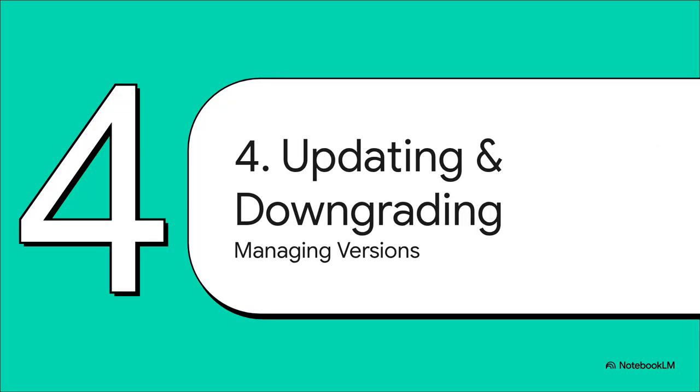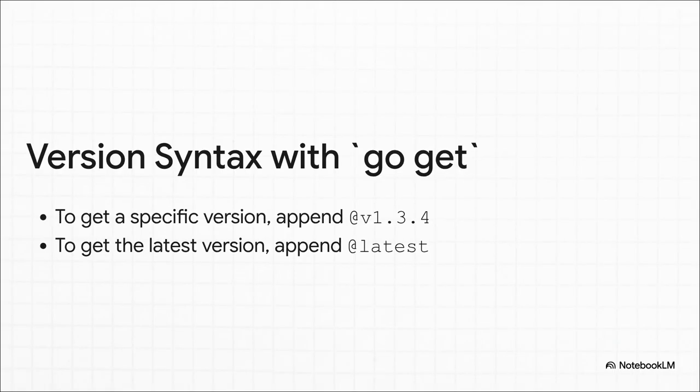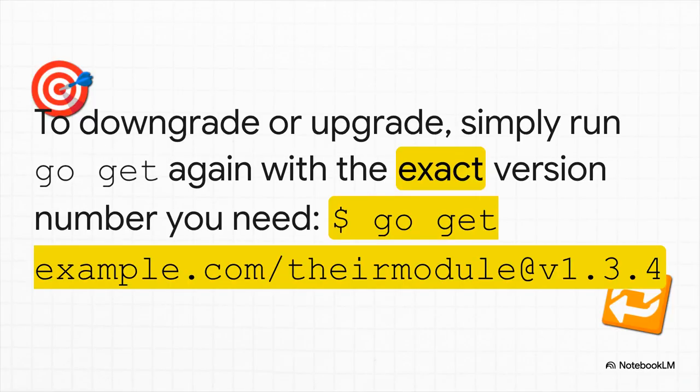Sooner or later, you're going to need to change a dependency's version. Maybe a new release has a critical bug fix you need. Or, hey, maybe the latest version has a bug and you need to roll back to an older one. This is just a normal part of maintaining a project. And what's great is how simple Go makes this. You use that same go get command, but you add an @ symbol to tell it exactly which version you want. You can give it a specific version number, or you can just say @latest to grab the newest one available. So if the latest version of a dependency is causing problems, downgrading is no sweat. You just run go get again, but you tack on that specific older version number you know works. The tool handles everything and locks in that version in your go.mod file.